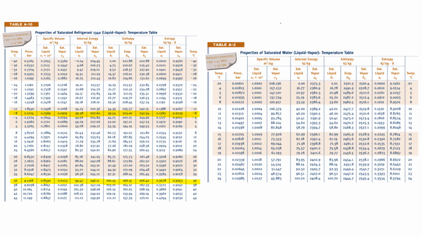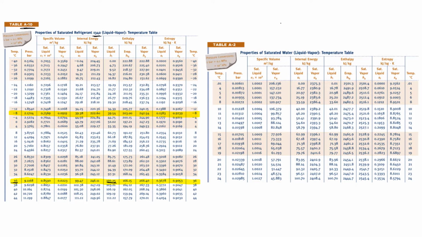Now we're going to go to our tables to pull properties at states 1 and 2. For this one, we are looking at refrigerant 134A, which means we're going to need table A10. At state 1, the temperature is 36 degrees Celsius, and we know that it's a saturated liquid, which means that we will be pulling the value for HF. And so that means that our value of H1 is going to be 100.25 kilojoules per kilogram.